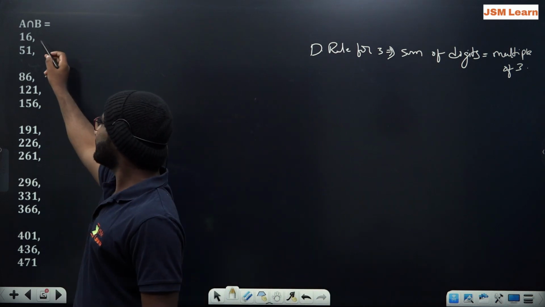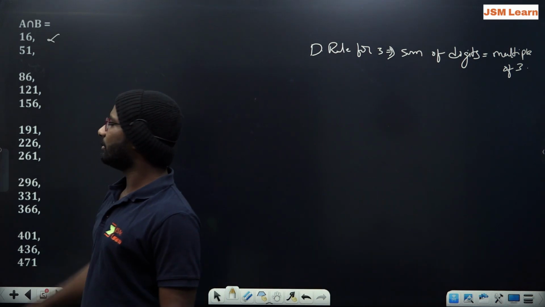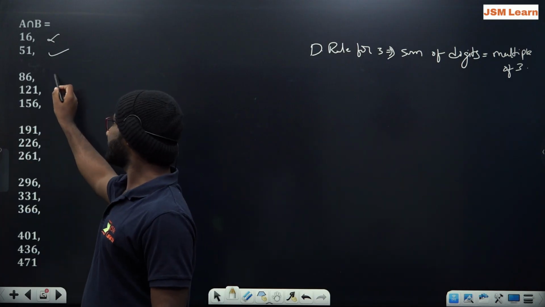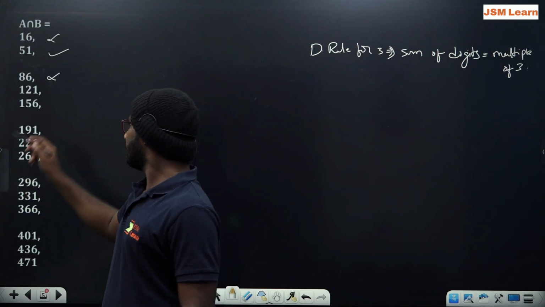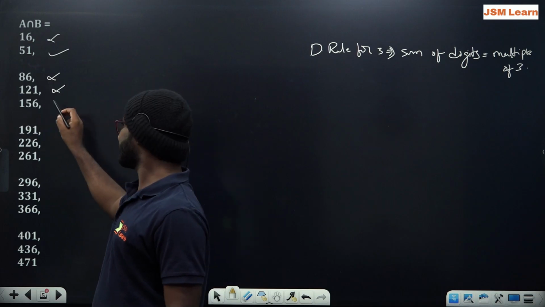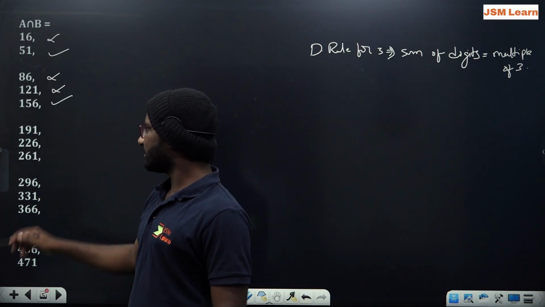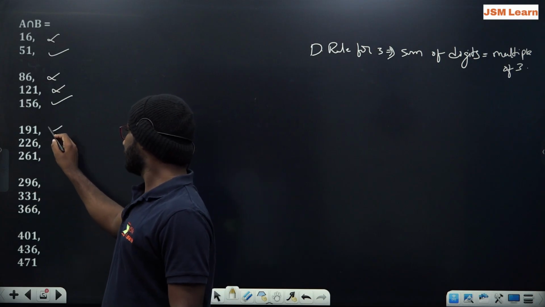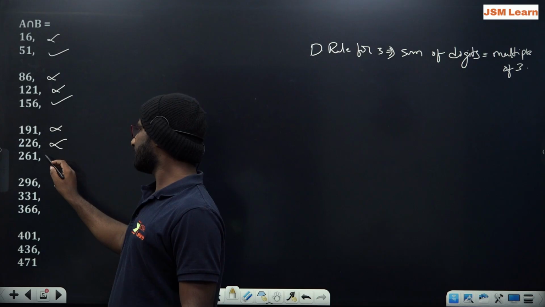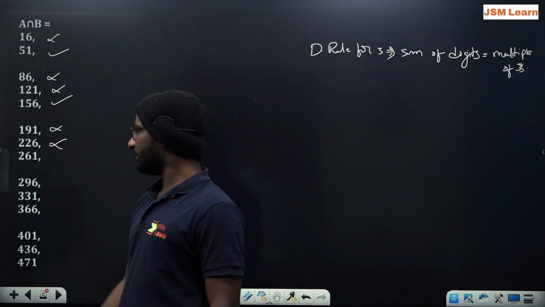So 1 plus 6, 7 is not divisible. 5 plus 1, 6 is divisible. Next 8 plus 6, 14 is not divisible. 1 plus 2 plus 1, 4 is not divisible. 1 plus 5 plus 6, 12 is divisible by 3. Next 1 plus 9 plus 1, 11 is not divisible. 10 is not divisible. Next 9 is divisible by 3.